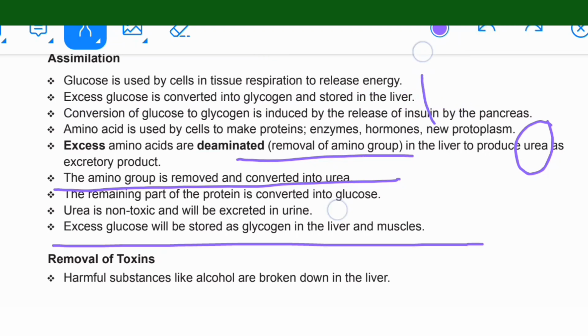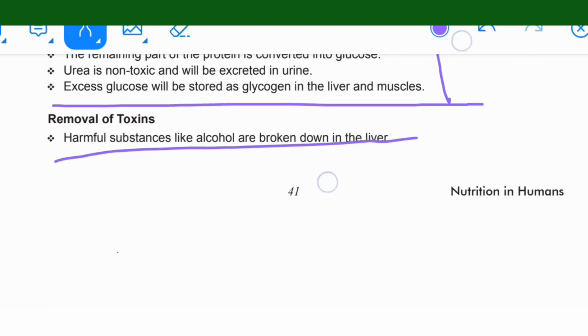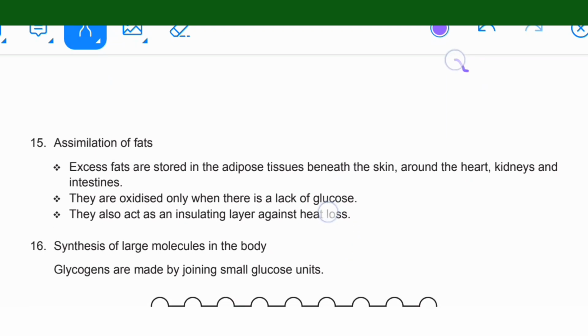Okay, in the liver. The removal of toxins. Harmful substances like alcohol are broken down in the liver.